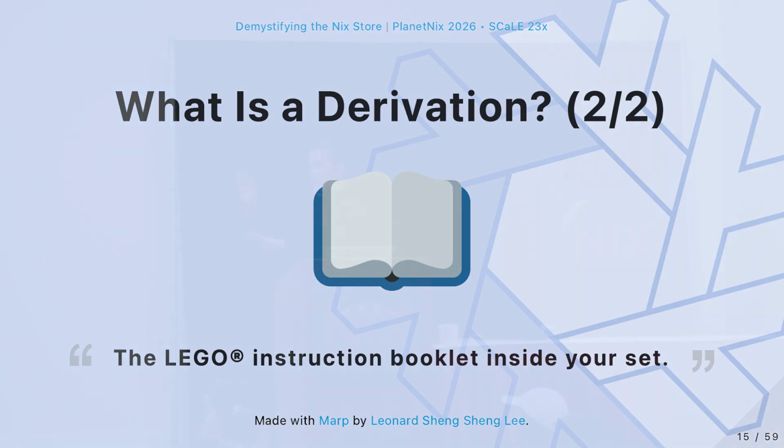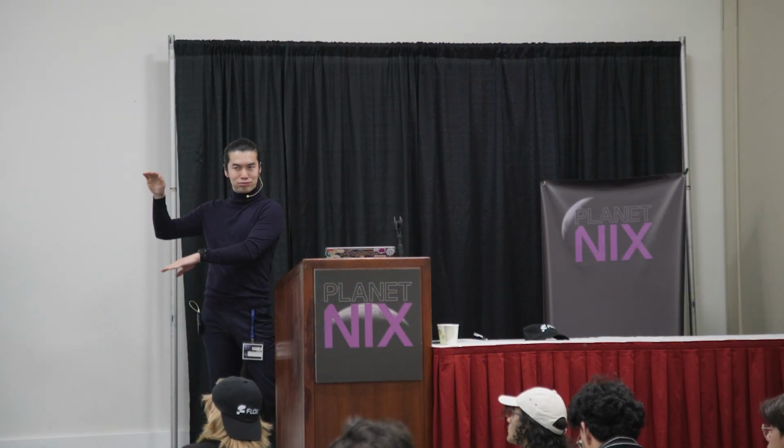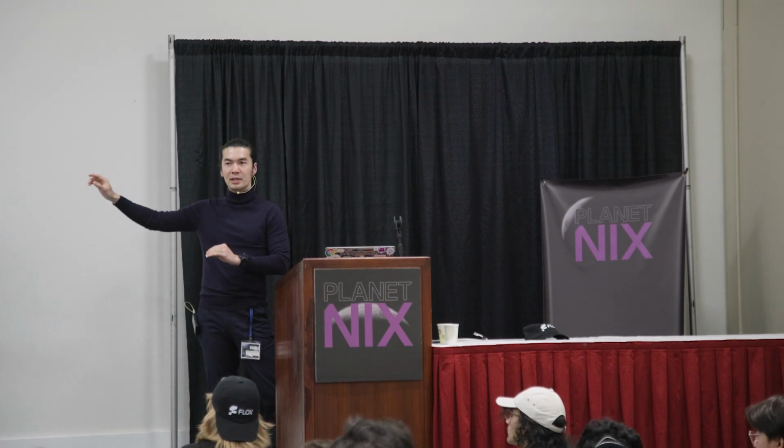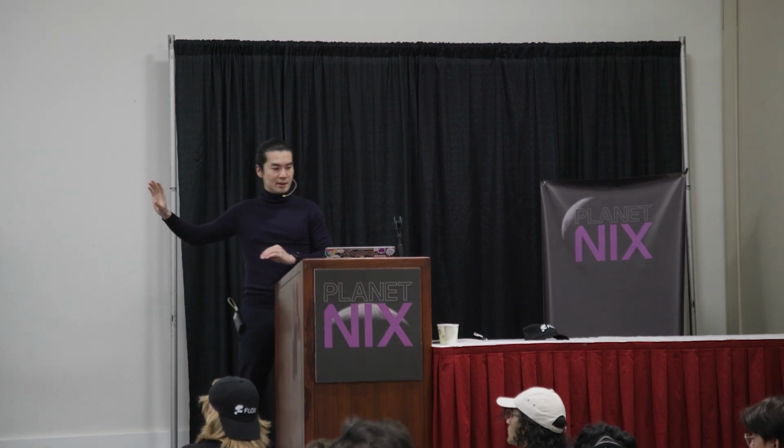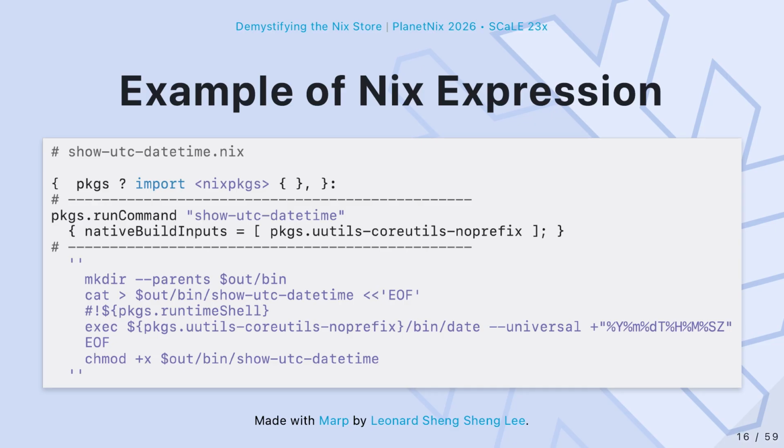Now, this would be a huge chunk of code, but don't worry, I will explain it block by block. This is an actual example of a Nix expression which runs the date command from the Rust version of the coreutils to print out a UTC date time. So don't fret, I will go through it piece by piece.